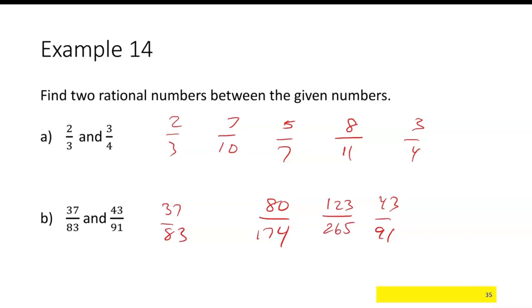If I want to find a third one, between 37 over 83 and 80 over 174, that would be 117 on top, and then 83 plus 174 is 257. And you can keep doing that to find as many fractions as you want.